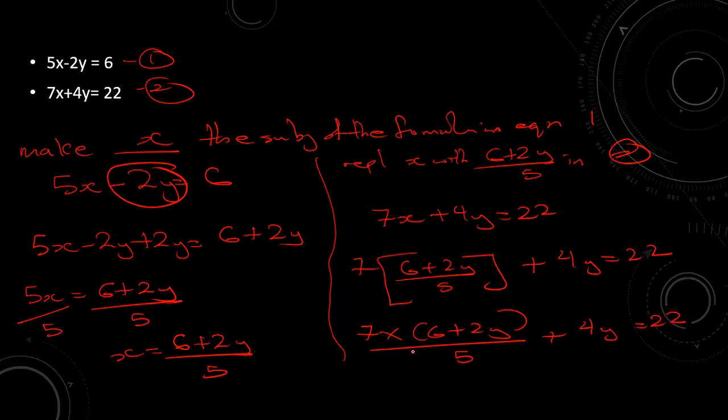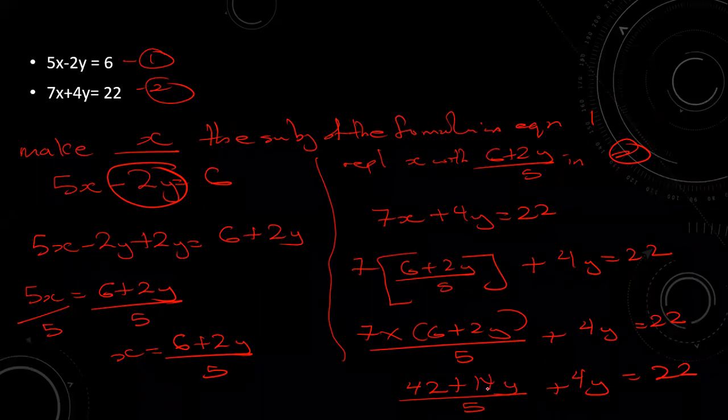If we open this bracket, 7 times 6 will be 42, and 7 times 2y will be plus 14y, over 5, plus 4y equals 22. Again, we can get rid of this 5 by multiplying both sides by 5. You can also do it like this.